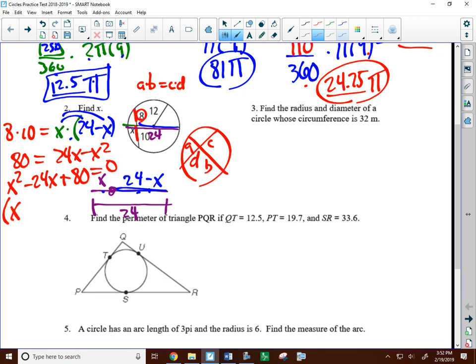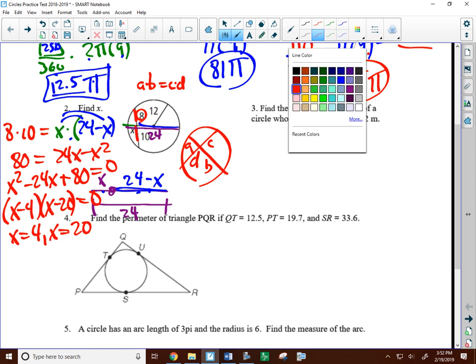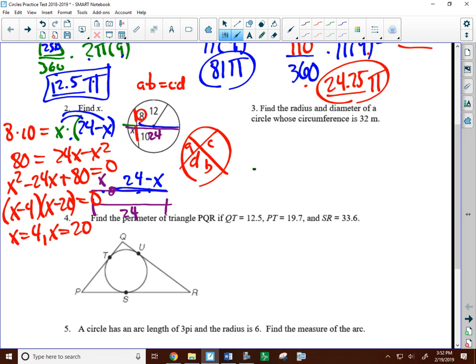You factor the trinomial, and it will work. You'll get minus 4 and minus 20. Those multiply to get 80 and add to get negative 24. So we get 4 and 20. Now we always need to look at those. Normally negatives don't work. Here we actually get another one that doesn't work. The 20, I'm throwing that one out.